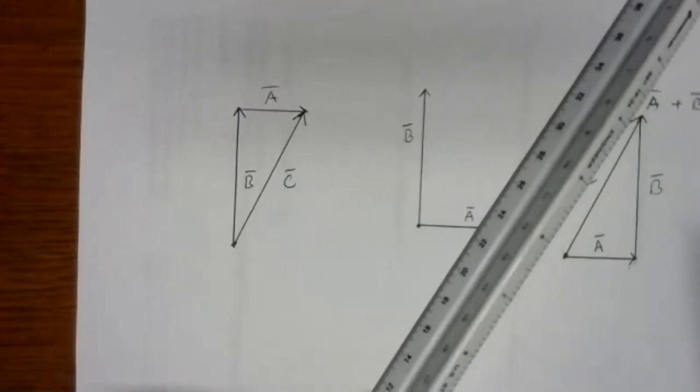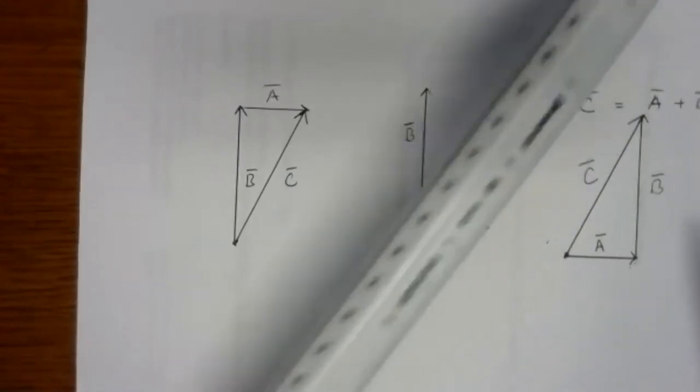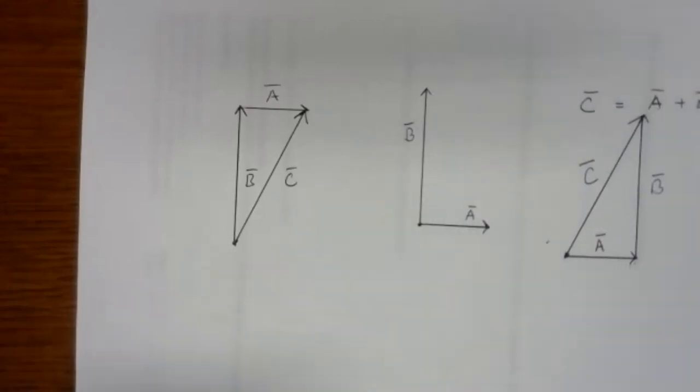Well, yeah, scale is about the same length. Direction looks about the same. And two vectors are equal if they have the same length and the same direction. So that's the basic idea with vector addition.